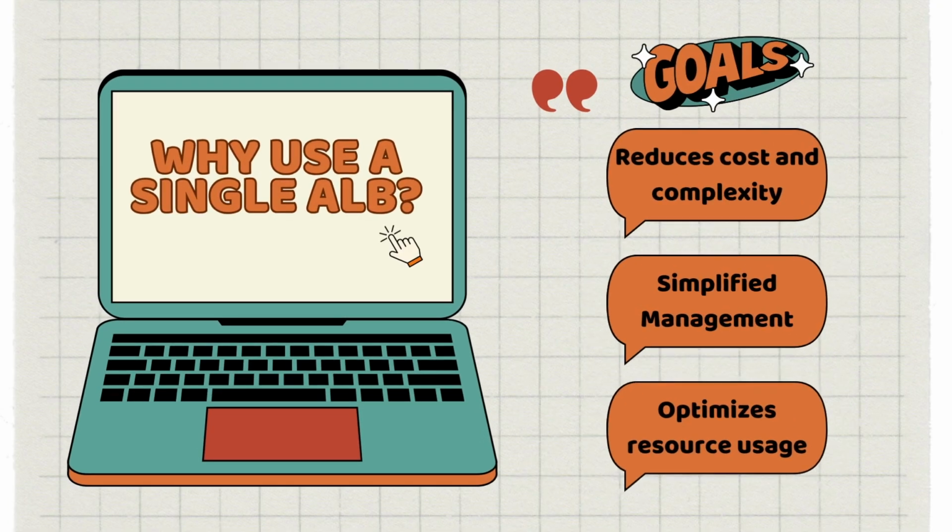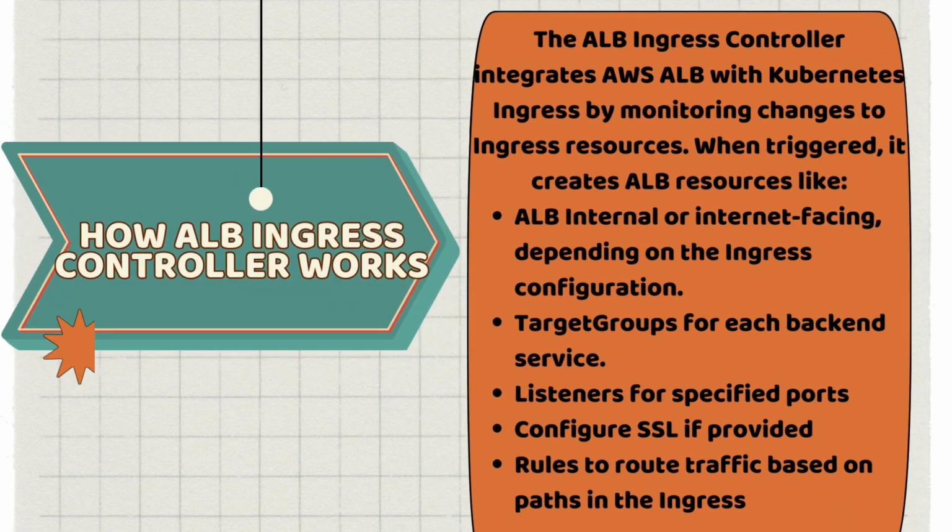Why use a single ALB? As I already mentioned about the cost associated with multiple ALBs, in addition to that, having a single ALB simplifies the management and also optimizes the resource usage. If you are wondering who is creating the ALB, target groups, and routing rules, it's the ALB Ingress controller, which is deployed to EKS, and when it is triggered by an Ingress object, it does all the hard work to create ALB, target groups, routing rules, etc. as per the configuration defined in the Ingress object.